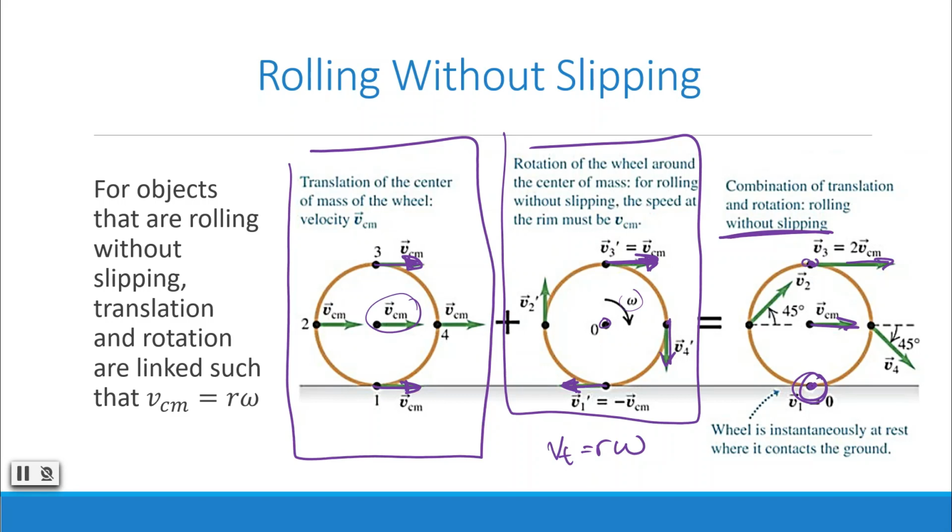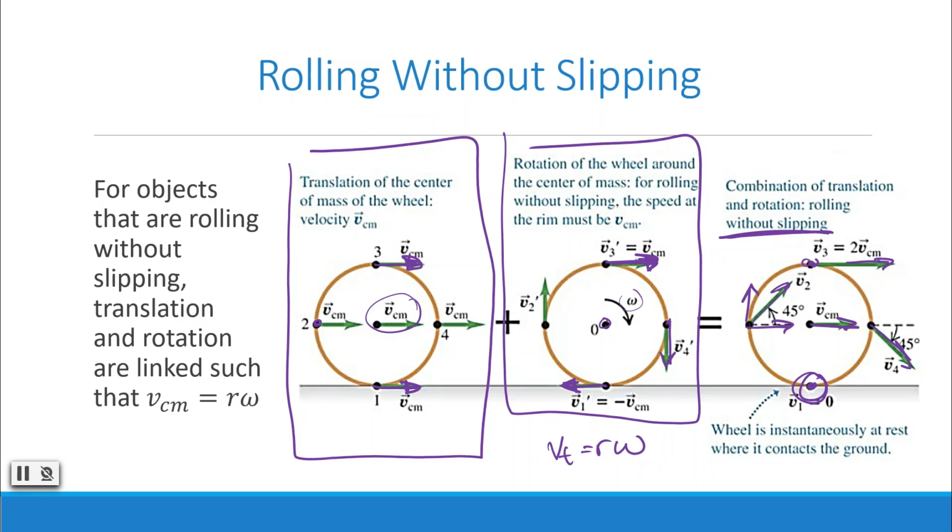But because we assume no slipping, because the point at the bottom is instantaneously at rest, there are no frictional losses. Now, at these points on the side, like point 2, there's a horizontal V_CM from the translation and a vertical V_CM from the rotation. So its net velocity is at an angle, and the same goes for the other point. Every point is going to have a different magnitude of speed and a different direction.